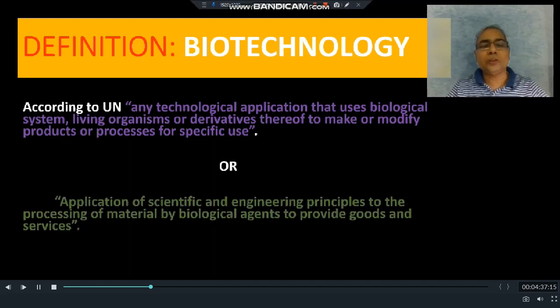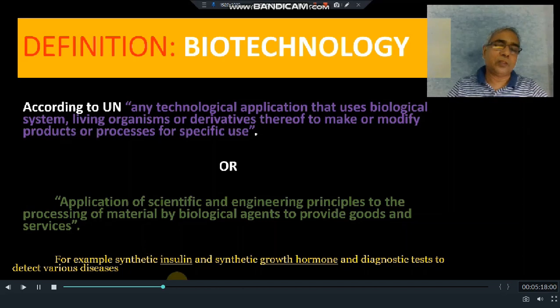या इसी को हम दूसरे तरीके से भी डिफाइन कर सकते हैं, application of scientific and engineering principles to the processing of material by biological agents to provide goods and services. Means कोई या तो सर्विस हमें देना हो, सर्विस मीन्स किसी कोई टेक्निक ऐसी हो जिससे कि हम ह्यूमन काइंड को कुछ बेनिफिट पहुंचा सकें, या कोई गुड्स प्रोड्यूस करना हो, जैसे कि बहुत सारे ड्रग्स हैं, हार्मोन्स हैं, एंटीबॉडीज हैं which can be utilized these days, particularly they have become common words for the treatment of COVID-19.